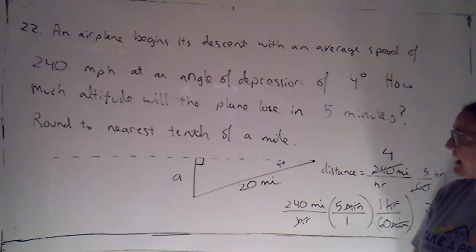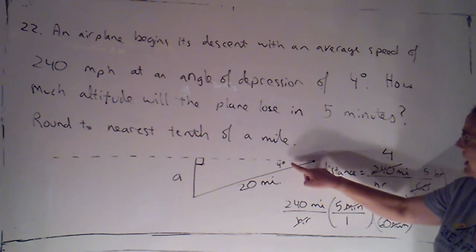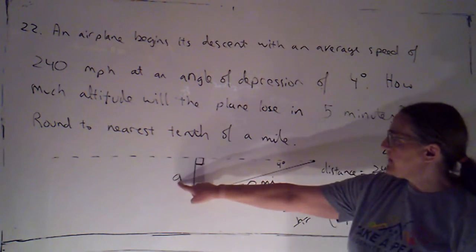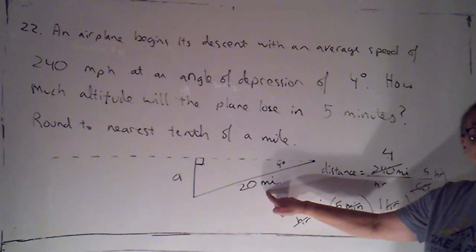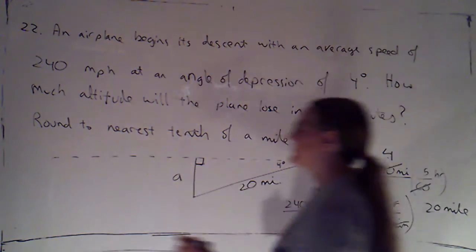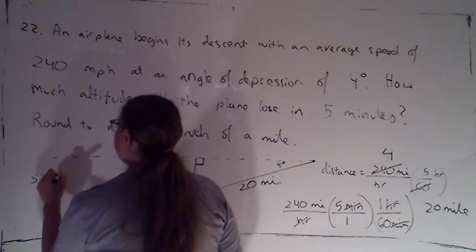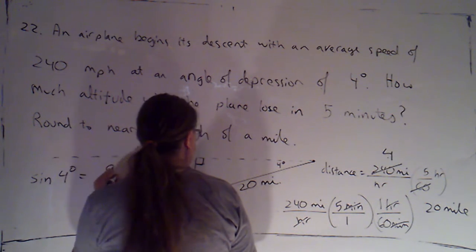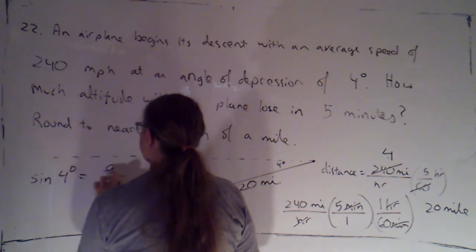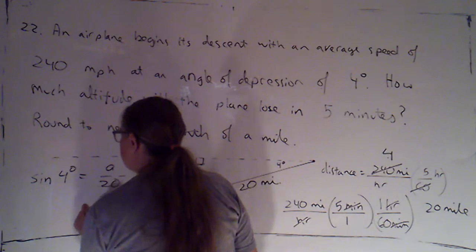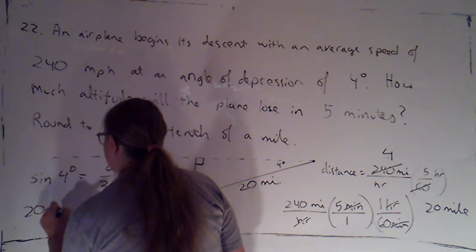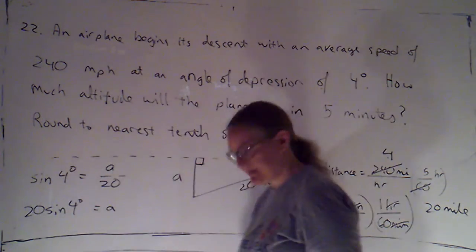And so now I can see I could go ahead and solve for A. I've got an angle, I've got the opposite side, and I've got the hypotenuse. So let's use sine. So I'm going to say sine of 4 degrees is A over 20. A is 20 times sine of 4 degrees.